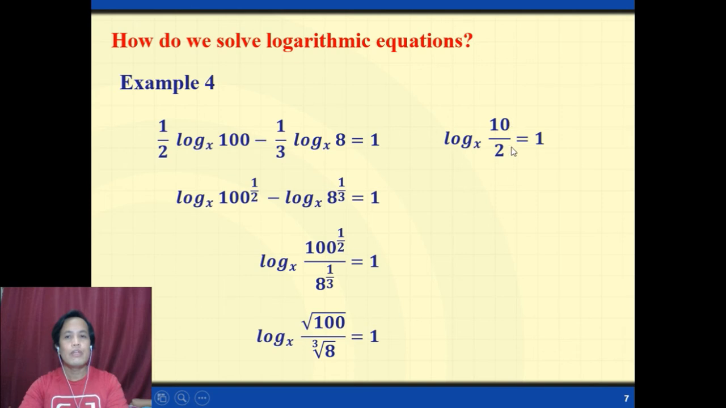Again, we divide 10 by 2. That gives us 5. So this time, we will change to exponential. So log of 5 base x equals 1. Change to exponential, so this can be written as 5 equals x. Where is the 1 here? The 1 here is the exponent of x. So x raised to 1, the assumed exponent 1. So you can have 5 equals x, or you can have x equals 5.